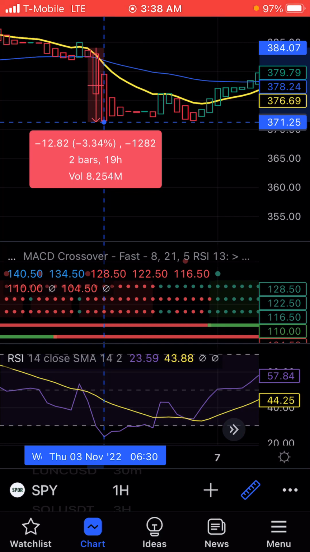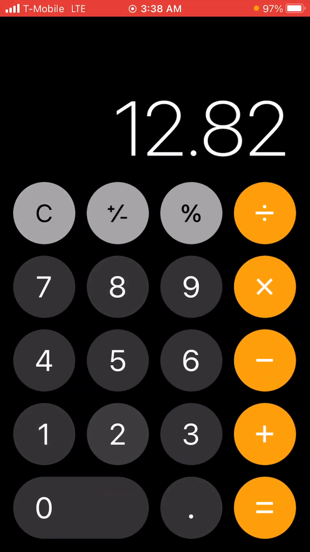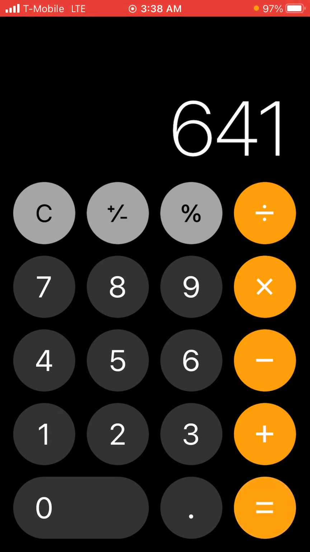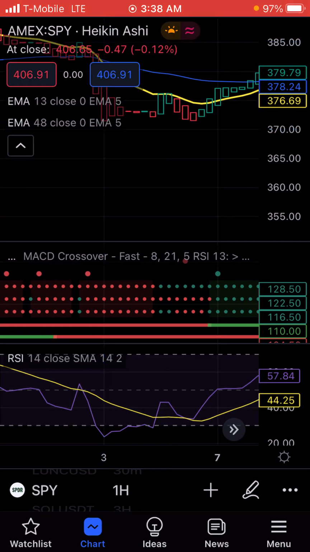This took 19 hours. There's a $12.82 difference in price, so that is about $641 right there. So I'm going to do this a couple more times.